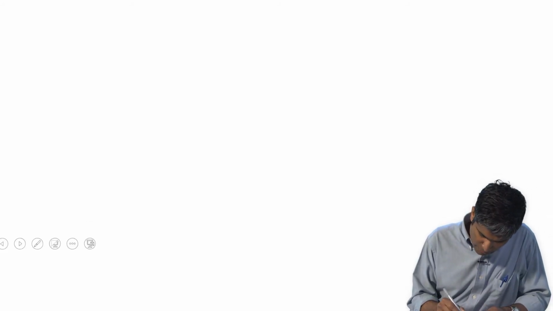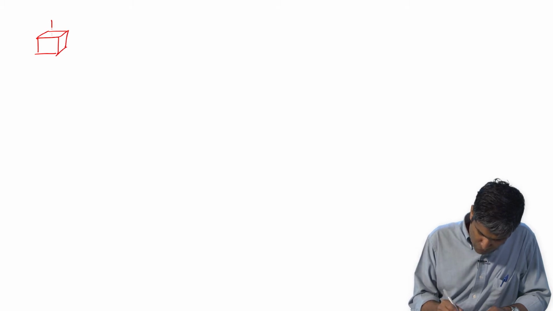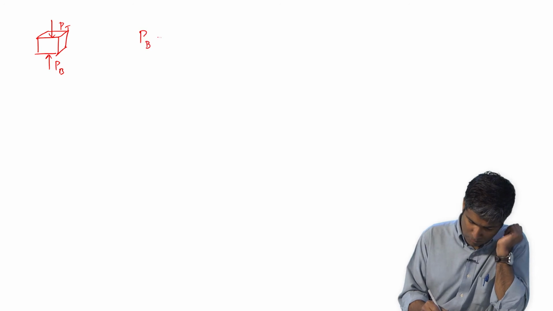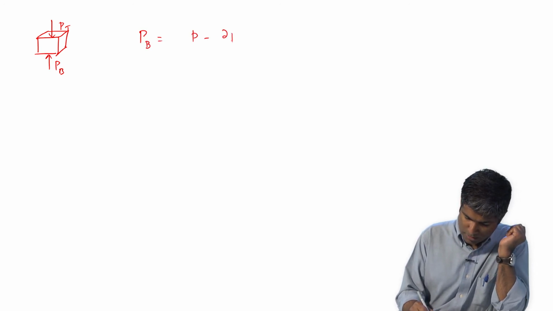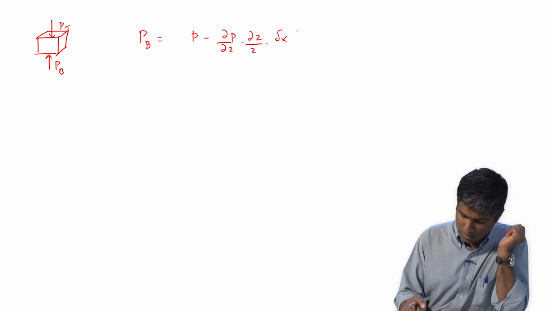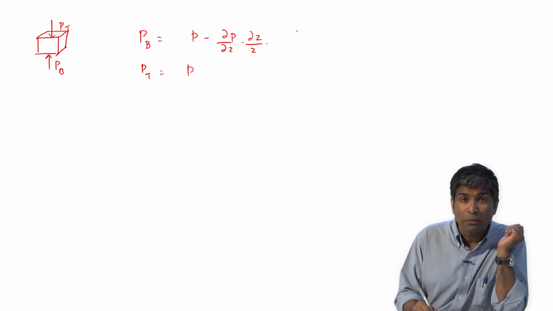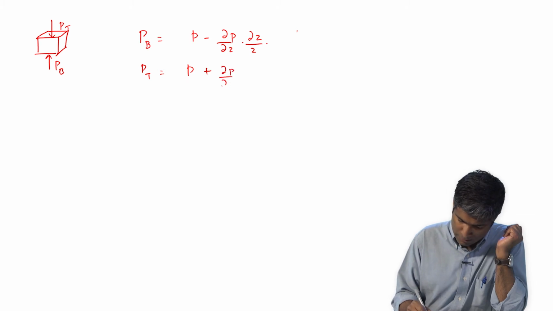Let's redo this for the z direction. So for the z direction, I am going to say that my differential element has two pressures acting, one from the top, one from the bottom. And so P bottom would be P minus del P del z times delta z by 2, and P top would be P plus del P del z times delta z by 2.